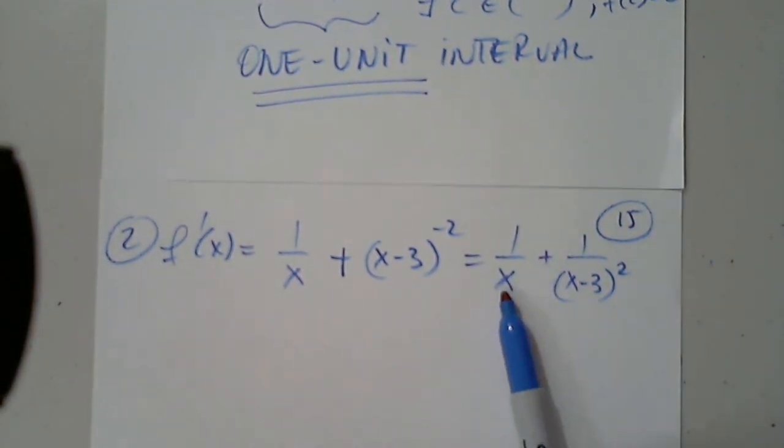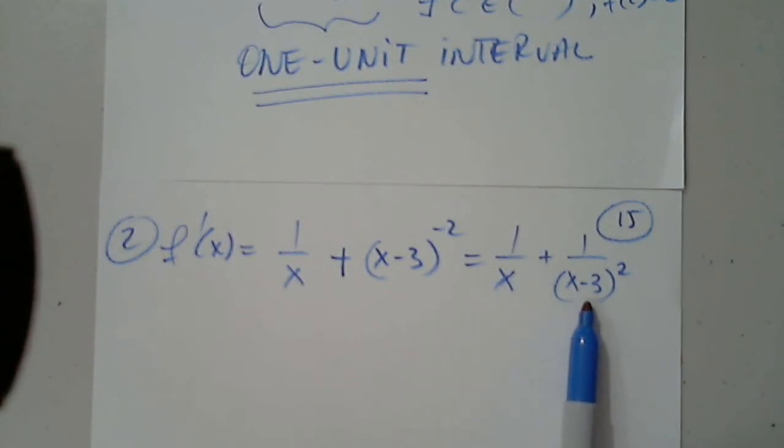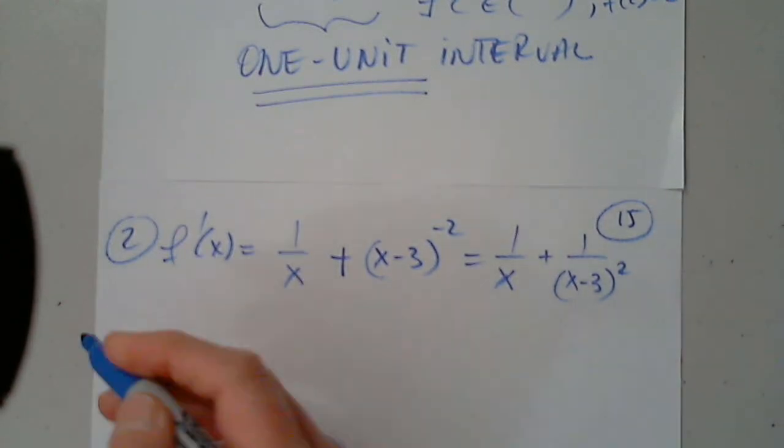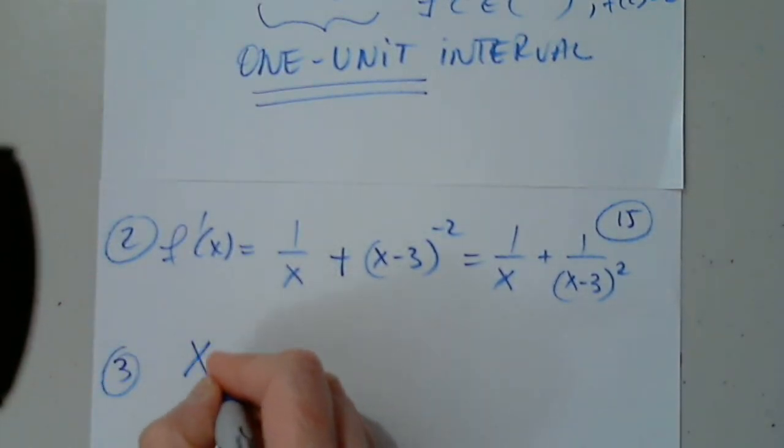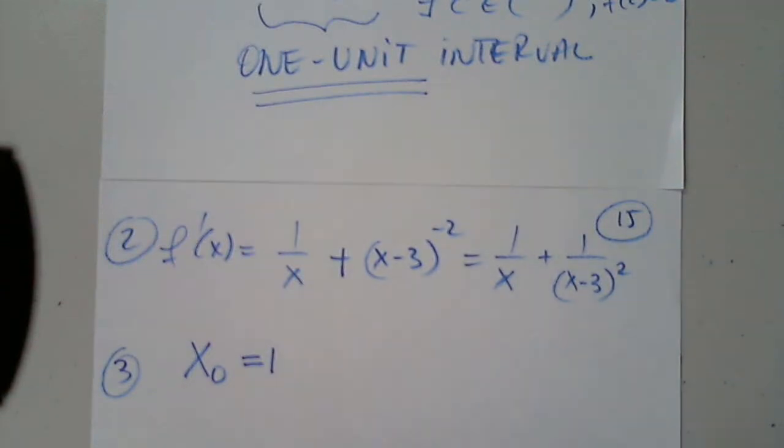So can I start at 1? Yes, it's nice. This is 1. This is 1/4 because it's 2 squared. So number 3, I'm going to say my starting point is 1.